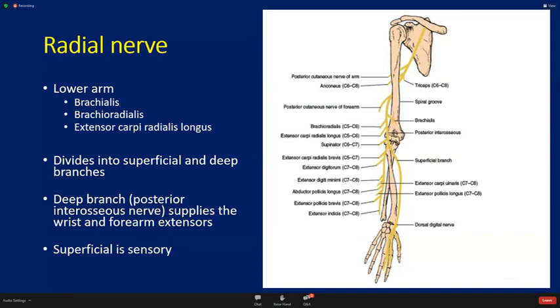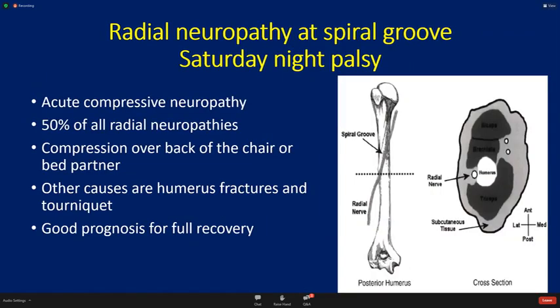At the elbow, or after the elbow, it divides into superficial and deep branches. The deep branch is known as the posterior interosseous nerve, and that is the one which supplies the rest of the wrist and forearm extensors. So it supplies the extensor carpi radialis brevis and extensor carpi ulnaris, which are wrist extensors. It supplies the extensor digitorum, extensor digiti minimi, extensor pollicis brevis, and extensor indicis, which are extensors of the fingers at the level of the MCP, and abductor pollicis longus, which abducts the thumb. The superficial branch is a sensory branch.